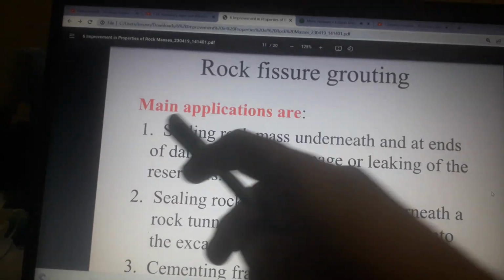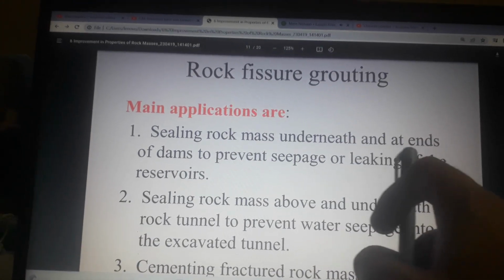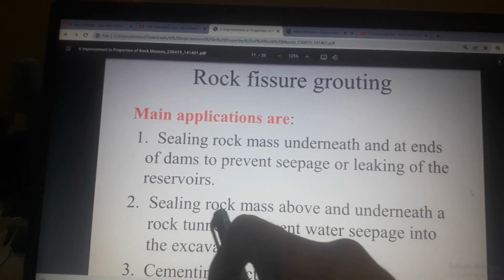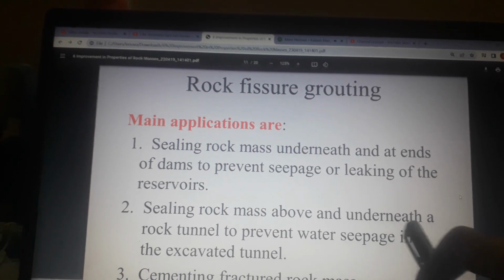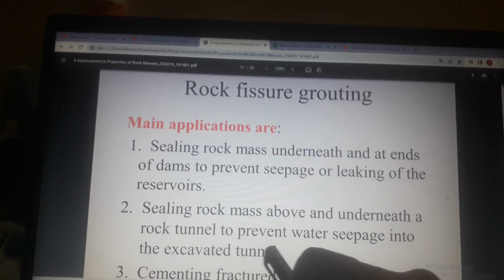Rock fissure grouting. Main applications are sealing rock mass underneath and at the ends of dams to prevent seepage or leaking of the reservoirs, and sealing rock mass above and underneath a rock tunnel to prevent water seepage into the excavated tunnel.